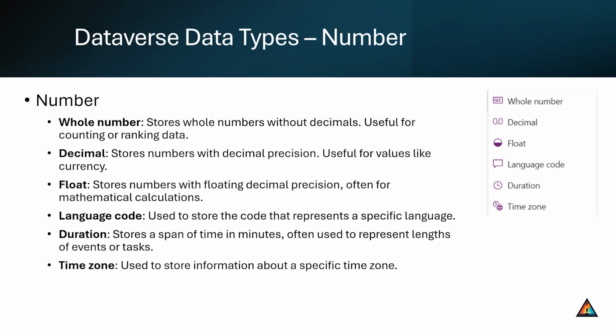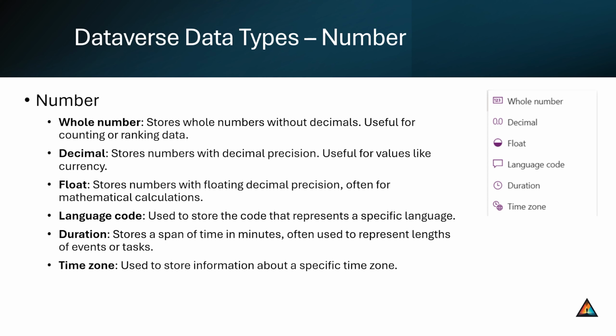The next option is called a language code. This is used to store the code that represents a specific language. The next one is called the duration, which stores a span of time in minutes, often used to represent length of events or tasks. This is a data type that has stored values within it when it's created, and we'll look at those in a moment. And last but not least is the time zone, and this is when you would be wanting to capture time zone specific information about someone or about the record that's being created.